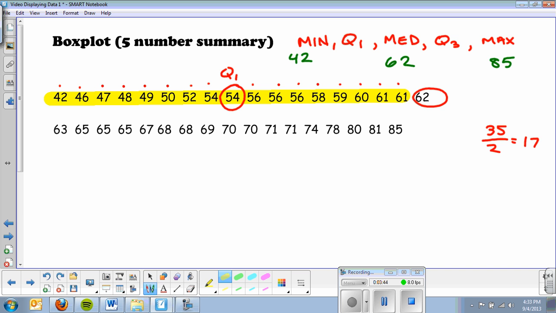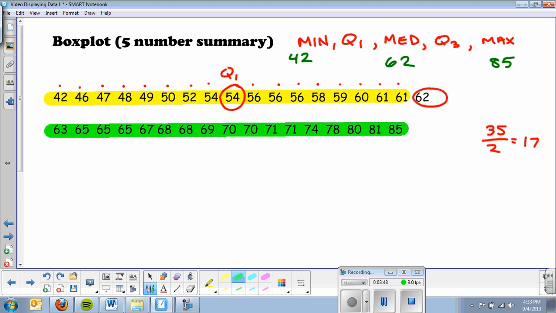Do the same thing for the top. So here's the top half of the numbers. Again, that 62 is my median. I know that it has 17 numbers, which I got from over here. I know there's 17 before, 17 after. So again, I'm going to count 8 and 8. 1, 2, 3, 4, 5, 6, 7, 8. 1, 2, 3, 4, 5, 6, 7, 8. Sure enough, there's the median of the upper half.